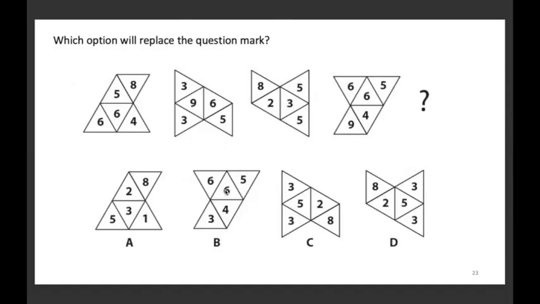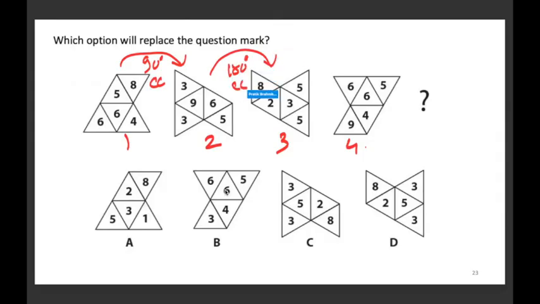Which option will replace the question mark that is there? This is in some sequence. You have to identify which replaces the question mark here. If I just number this, if we go from figure 1 to figure 2, it is getting rotated by 90 degrees in the clockwise direction. 1 to 3 is getting rotated 180 degrees in the clockwise direction. 3 to 4 is rotating 270 degrees, again in the clockwise direction.